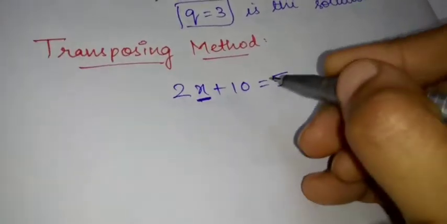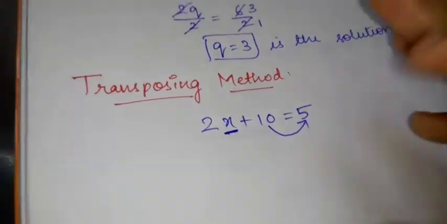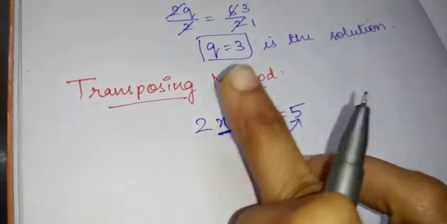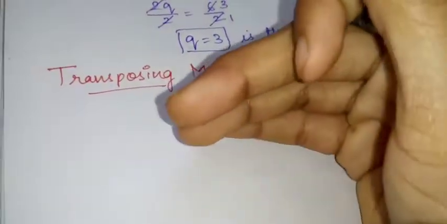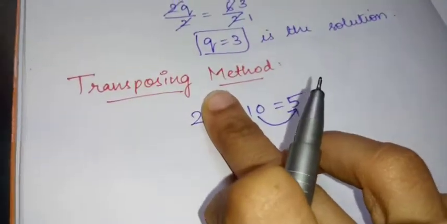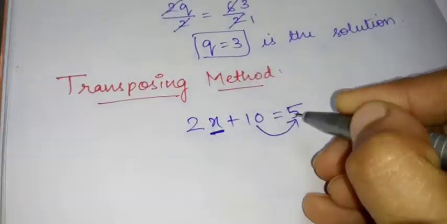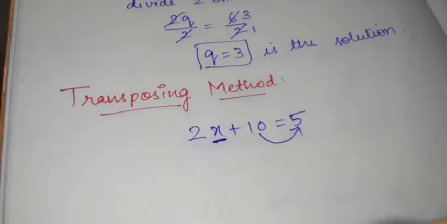First, I am going to shift this plus 10 towards that side, because I want only x on this side. All others should go to the right side. Only x should be there. So first I am shifting this plus 10. I already told you plus and minus should be done first.